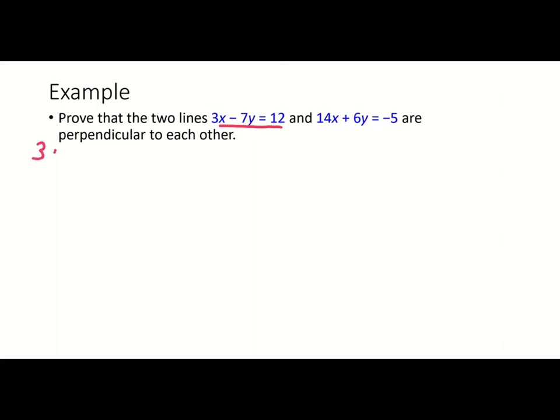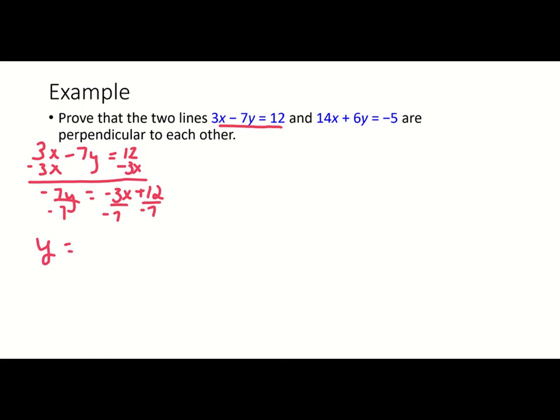So I'm going to take my 3x minus 7y equals 12, and I'm going to subtract 3x from both sides. So I'll get -7y equals -3x plus 12. Divide by -7. So now I have y is equal to two negatives, make that positive, so 3/7 x minus 12/7. Now again, I really only need my slope. I don't really care about the x or the y intercept right now.